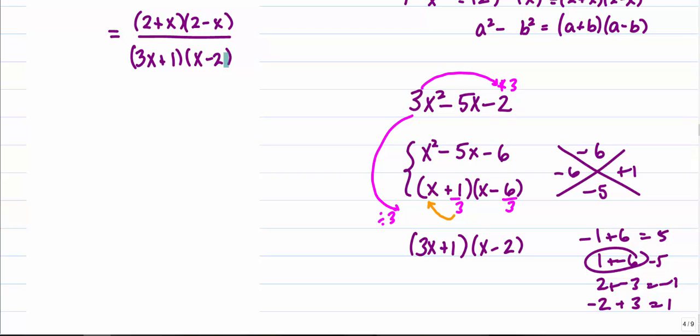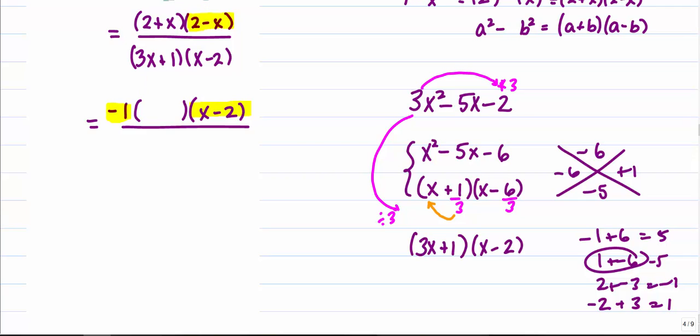Now I'm looking for common factors. Well, the closest thing I see is this and this. But I need to turn the top one around. So here's what I'm going to do. Because it looks better, I'm going to take this and turn it around and make it x minus 2, but I have to remove a negative 1 in order to do that.